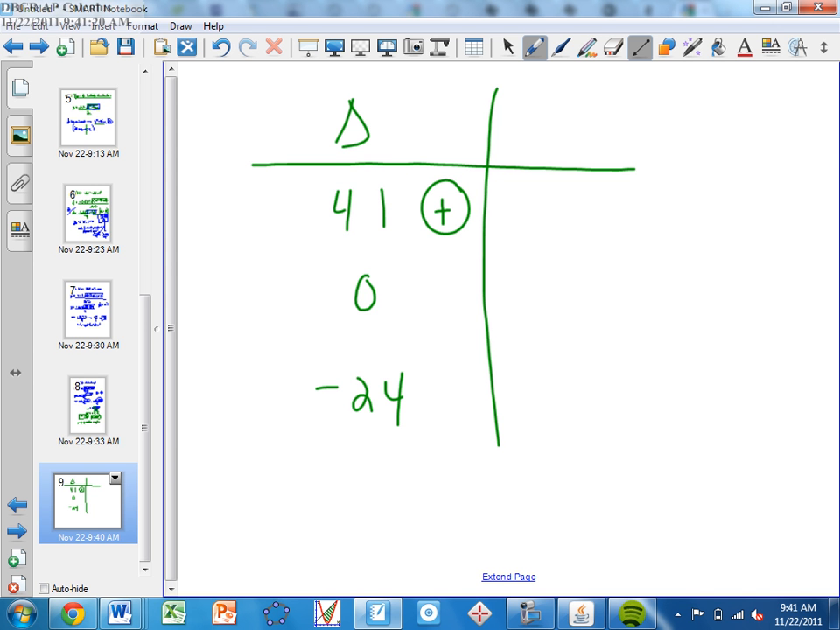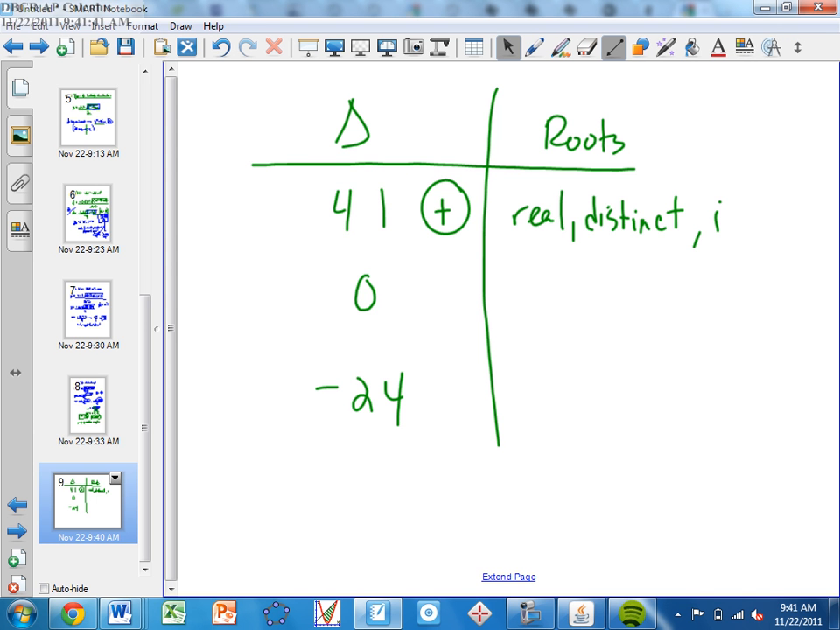When a discriminant is positive, John, what kind of roots were they? Real. Good, what else? Distinct and rational. Real, distinct, and what else? Irrational. We had irrational here. Irrational. Okay? If they're positive.